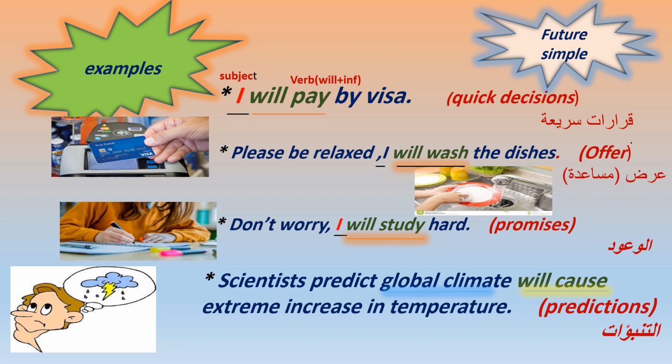What is the subject here in this sentence? Global climate is the subject. Will cause is the verb. And the verb here, as we see, is will plus infinitive. So when we use the future simple tense, متى نستخدم زمن المستقبل البسيط؟ In quick decisions في القرارات السريعة، offers العروض، promises الوعود، and predictions التنبؤات.